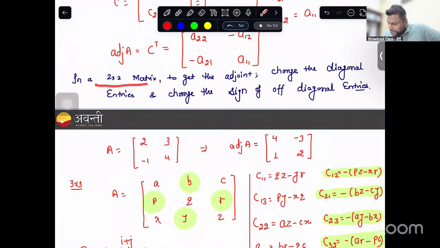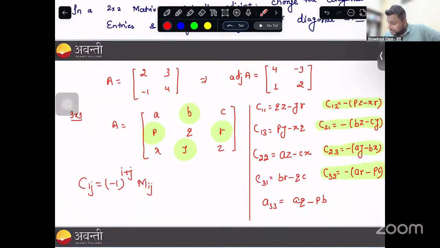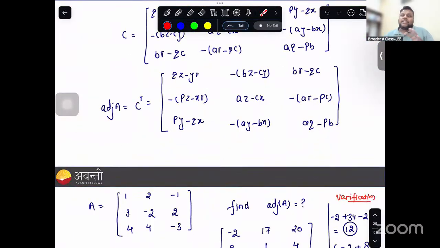In a 2 by 2 matrix, I directly told you to get the adjoint, interchange the diagonal entries and change the sign of the off-diagonal entries. In 3 by 3, there is no particular way. You have to specifically find all the cofactors and put them in their respective places.